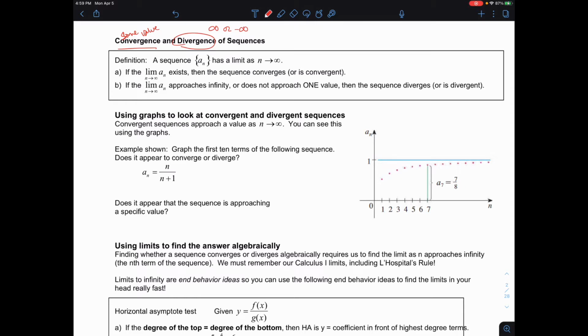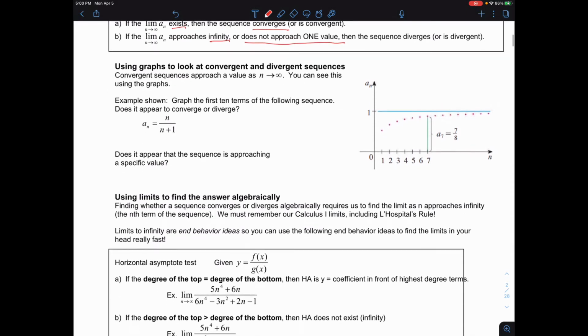So definition, we have a sequence a sub n, and it has a limit as n goes to infinity. If the limit as n goes to infinity of a sub n exists, has a value, then it converges. If the limit as n goes to infinity of a sub n approaches infinity or doesn't approach a value, then the sequence is said to diverge or is divergent.